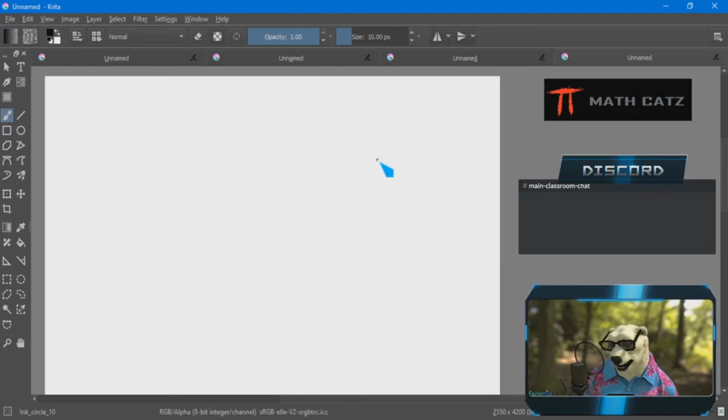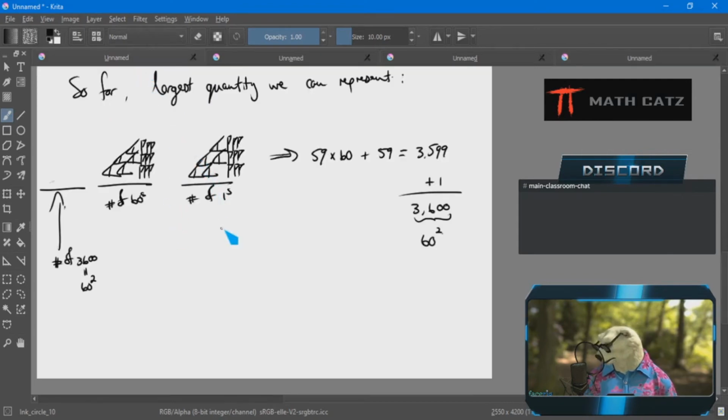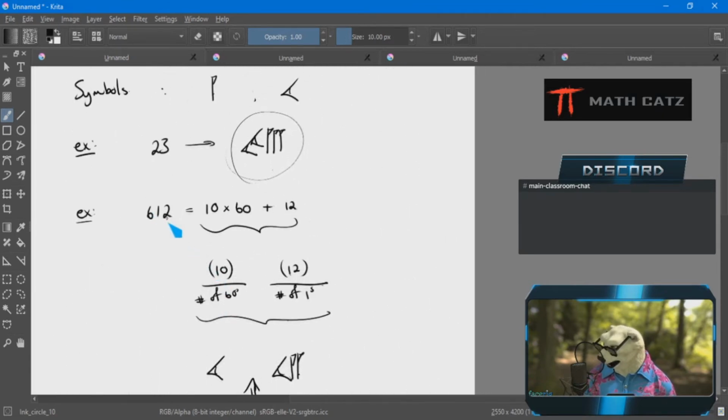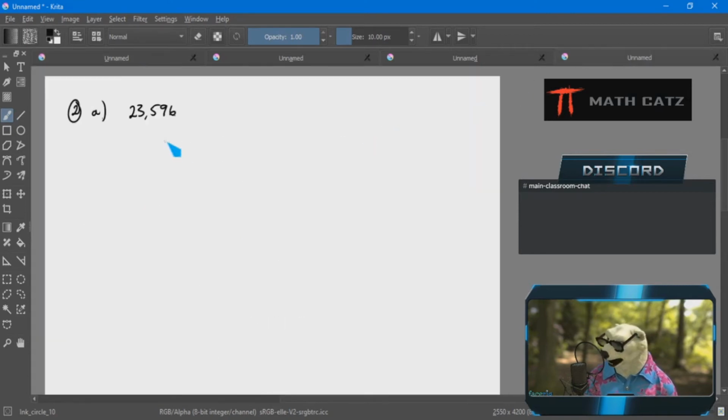Okay. Other direction. That would be 2. A is first. So our number is 23,596. That's our number. But now, it's not as easy for me as 612 was, for example, to just split it up into 60s and so on. The number's a little big. I'm not too sure about this. So I need to maybe help myself.